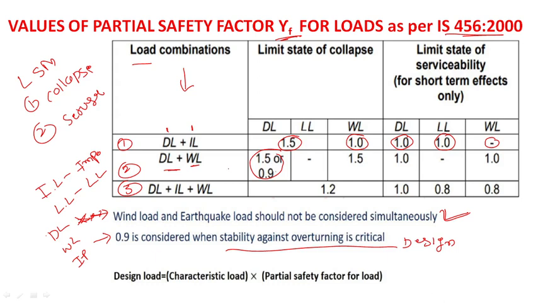So for dead load versus wind load, the factor is 1.5. In the same way for serviceability, you take dead load as 1, no live load, and wind load as 1. For the last combination, dead load, imposed load and wind load, you have to take 1.2. Dead load is 1, and live load 0.8, and wind load also 0.8.